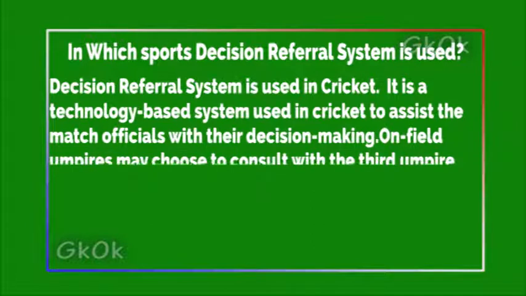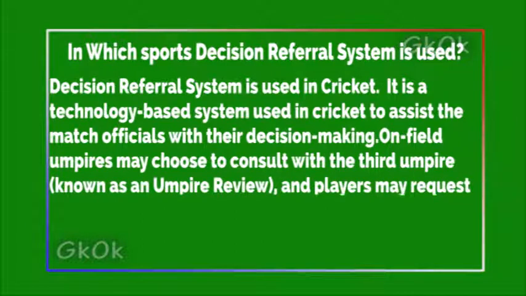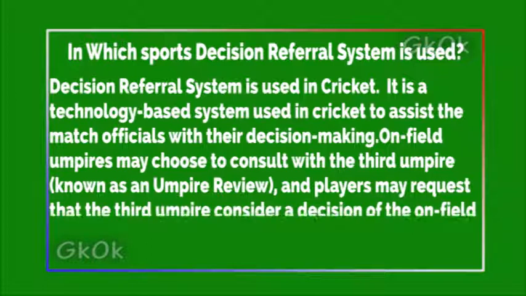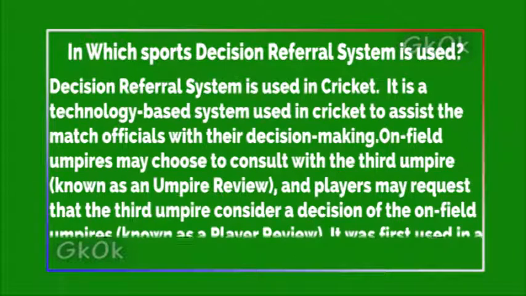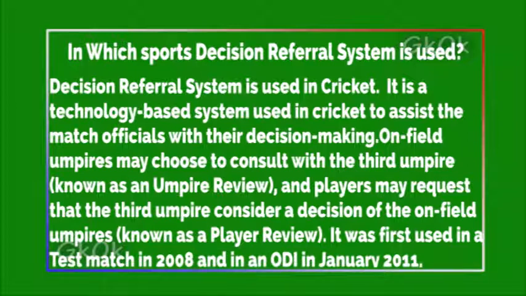On-field umpires may choose to consult with the third umpire, known as an umpire review, and players may request that the third umpire consider a decision of the on-field umpires, known as a player's review. It was first used in a Test match in 2008 and in an ODI in January 2011.